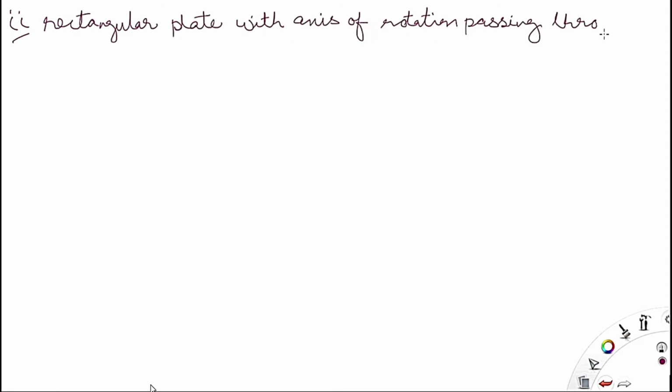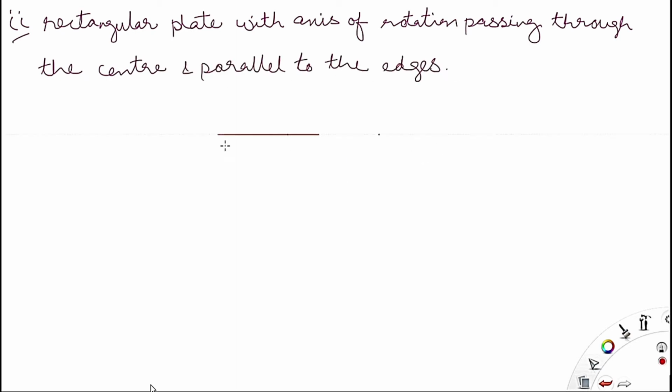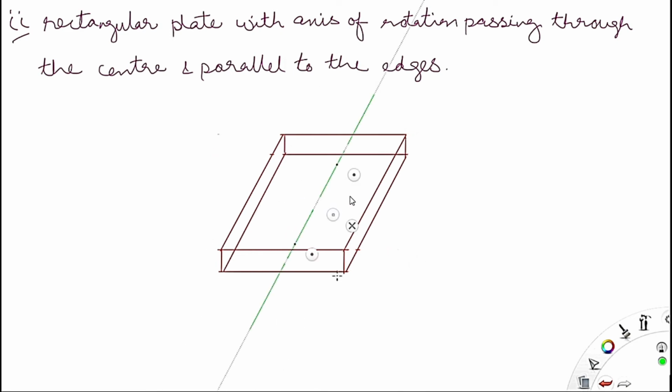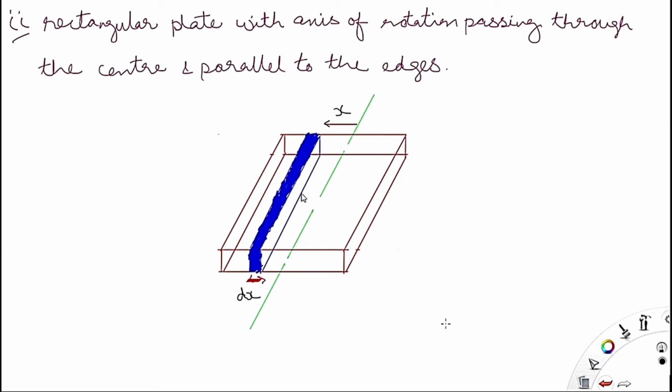Second one is the rectangular plate, whose axis of rotation passes through the center and is parallel to one of the edges. This is the axis of rotation, this green color, and this element dx is at a distance of x from the axis of rotation. T is the thickness of this rectangular plate.